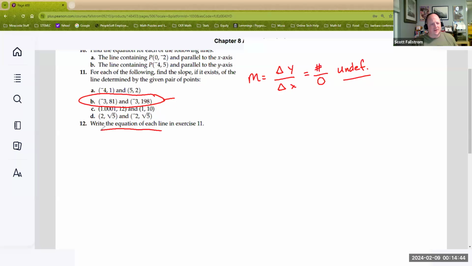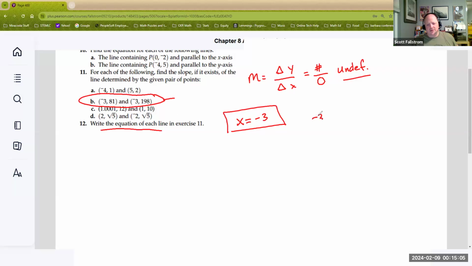Then when it says write the equation of this, the equation would represent any point on the line. And what is the commonality? The commonality is that each one of the X values is -3. So the equation of the line would simply be that X is equal to -3. You can choose any Y value that you want.